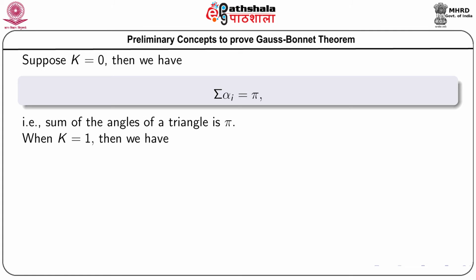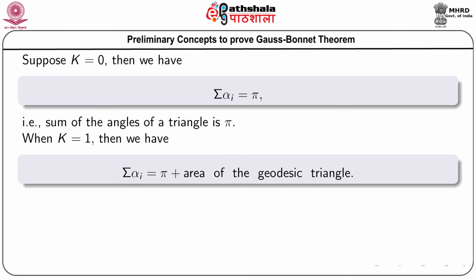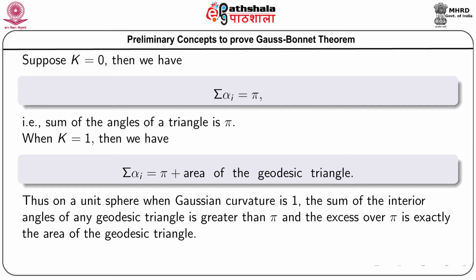Now, when K equals 1, then we have summation alpha i equals pi plus the area of the geodesic triangle. So, it is an excess over pi when K equals 1, that means the surface is a sphere or spherical, and here the sum of the interior angles of the triangle formed by geodesics is greater than pi. Thus, on a unit sphere, when Gaussian curvature is 1, the sum of the interior angles of any geodesic triangle is greater than pi, and the excess over pi is exactly the area of the geodesic triangle.